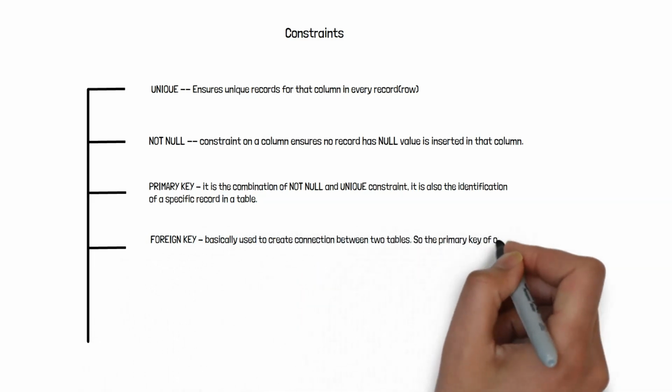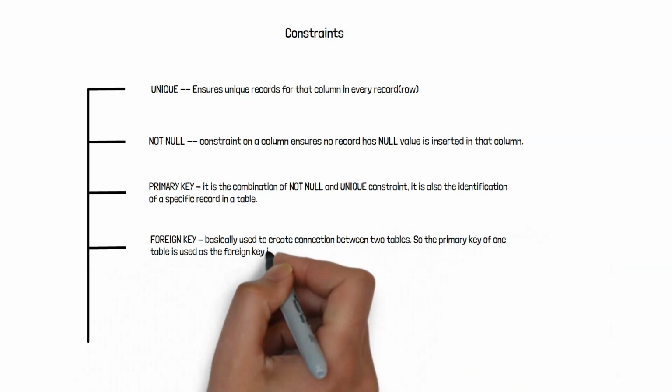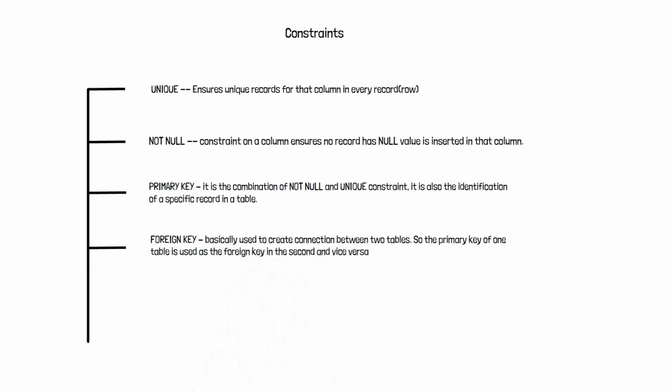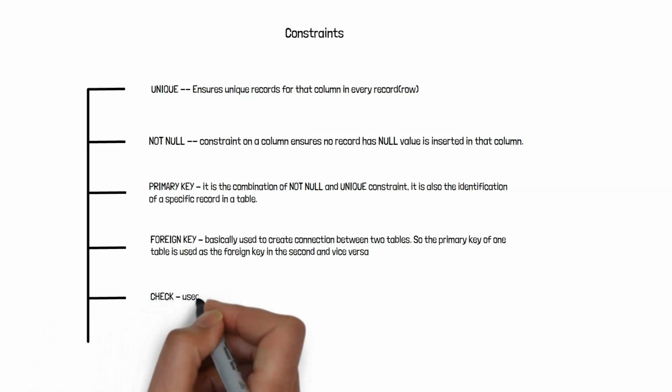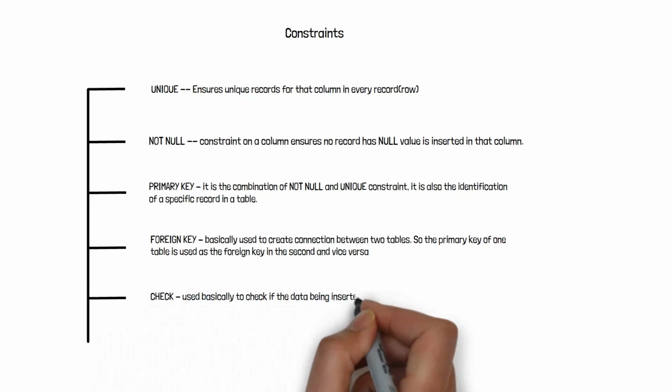Similarly, the foreign key, this is basically used to create connection between two tables. So the primary key of one table is used as a foreign key in the second, and similarly primary key of the second table is used as the foreign key in another one. Okay, I will explain this in more detail later in the series.